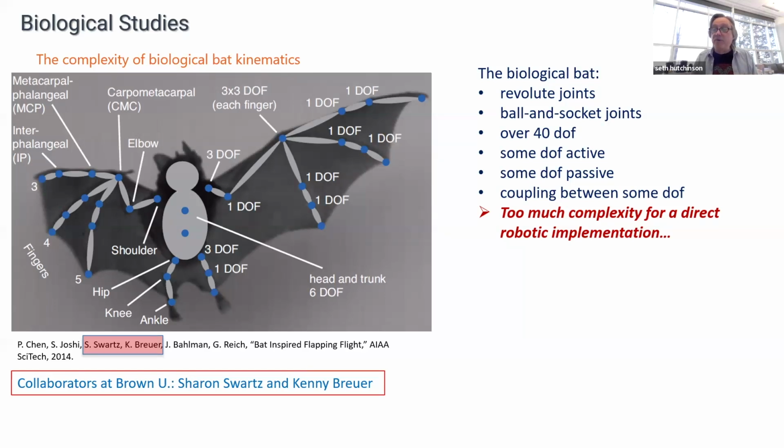If you have 40 degrees of freedom and you want to actuate, let's say, 20 of them, it means 20 little motors. And at this moment, your bat robot is too heavy to fly. You could say, well, just make the bat robot bigger so it can carry a heavy payload. But this doesn't work. Flapping flight only works up to a certain size. When animals become too big, flapping flight doesn't work for them anymore.